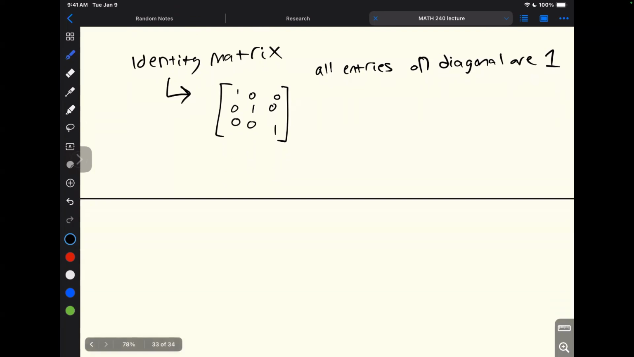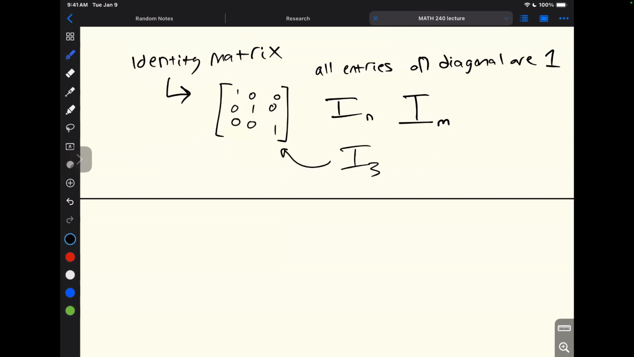And so the identity matrix, we call it with a capital I and then either a lowercase n or lowercase m as the subscript. Typically, we see identity matrices, or I think they always have to be square. Yeah, they always do have to be square. And so either n or m works. So this is I3.